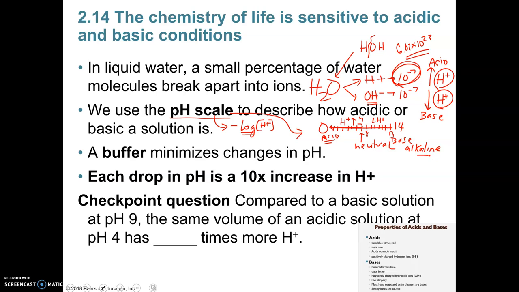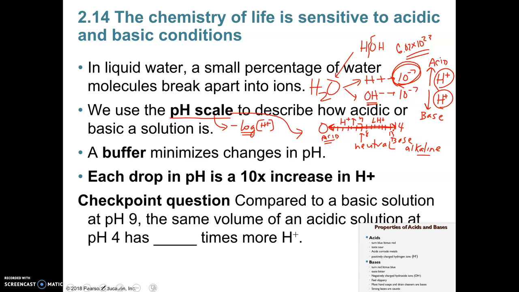So, acidic and alkaline. That's really what they want you to know in this chapter about acids and bases: that acids increase the hydrogen ions, bases decrease the hydrogen ions, and that there's a scale we use to measure how strong an acid or a base is. That scale goes from 0 to 14, with 7, neutral, in the middle. The stronger the acid, the lower the pH; the stronger the base, the higher the pH; and 7 is neutral.